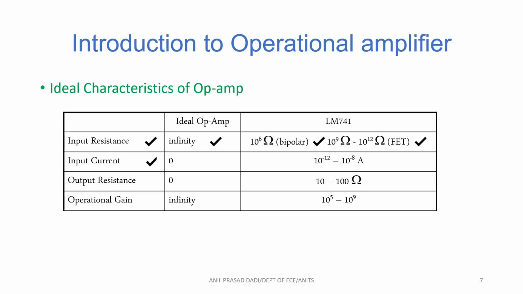In the case of input current, its ideal value is 0. Its value ranges from 10 power minus 12 to 10 power minus 8 amperes. For output resistance, its value is 0 ideally, and it ranges from 10 ohms to 100 ohms. The open loop gain of an op-amp is infinity ideally, and it ranges from 10 power 5 to 10 power 9 for a typical LM741 op-amp.